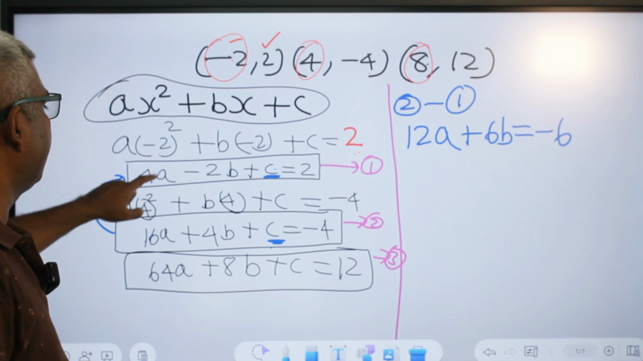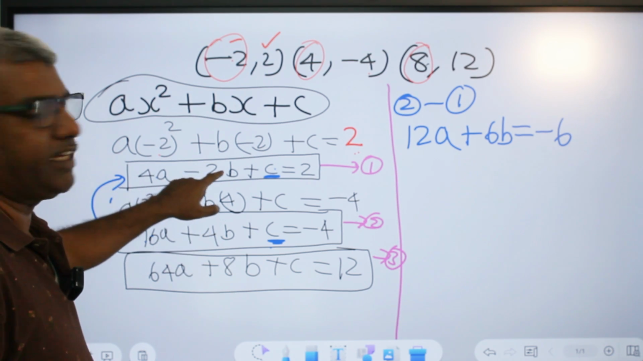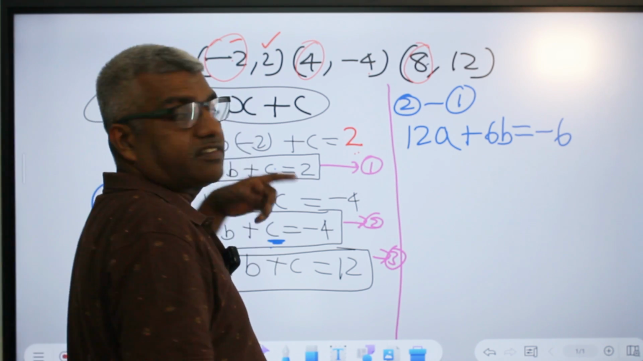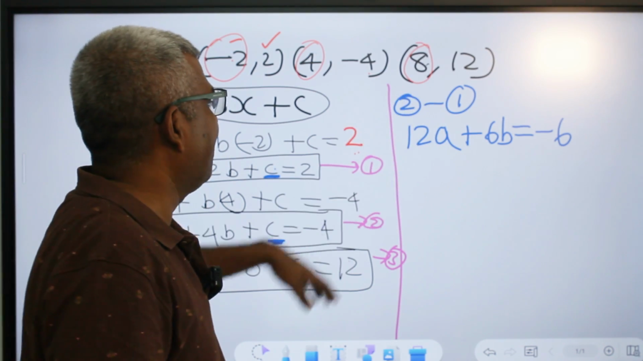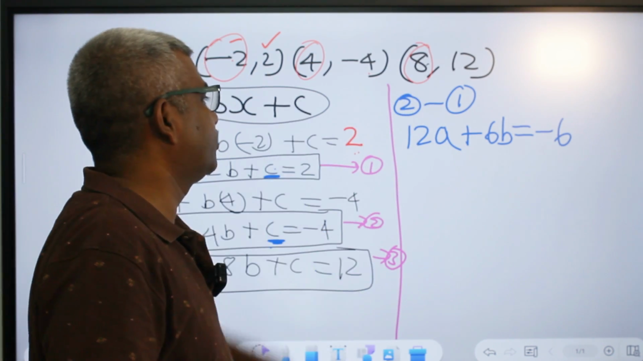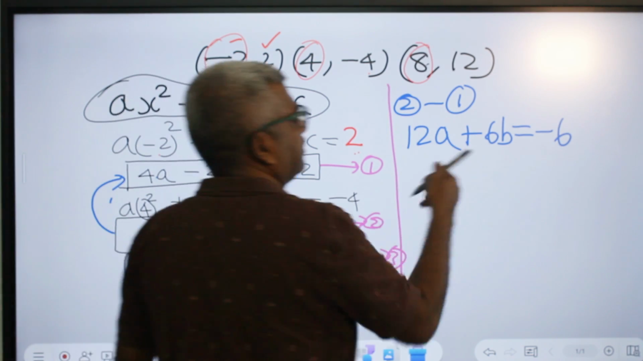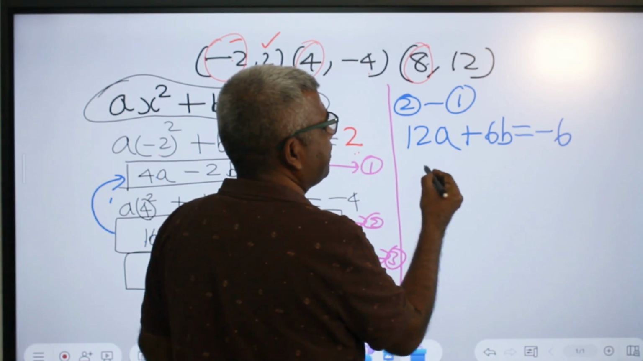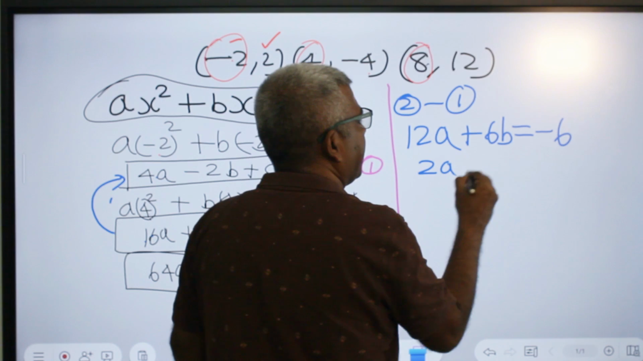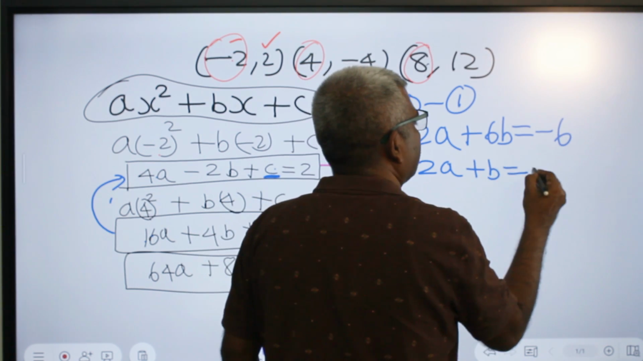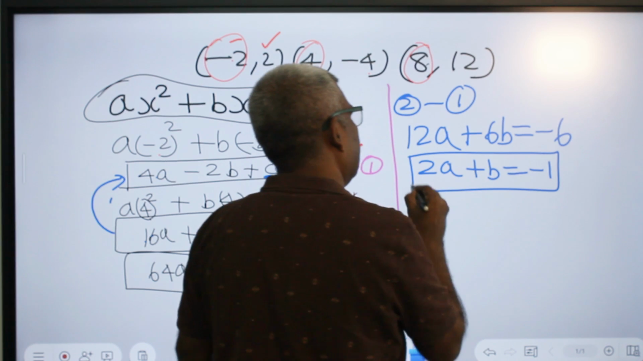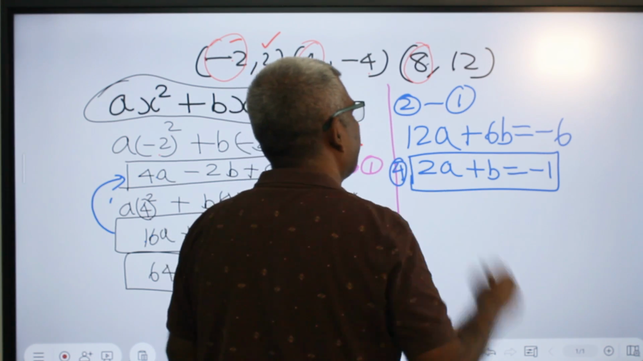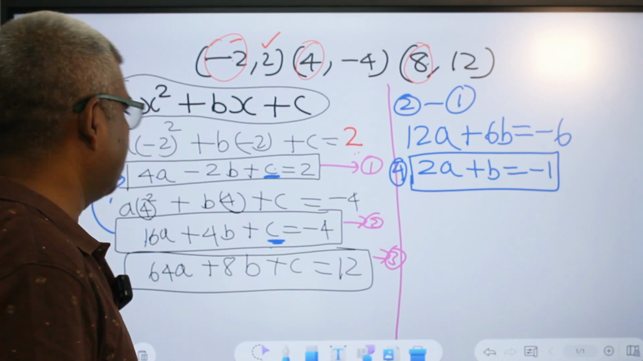16a minus 4a is 12a. 4b minus minus 2b is 6b. c minus c, 0. One variable we eliminated. Okay. Now minus 4 minus 2 is minus 6. You can simplify this equation because all are divisible by 6. 2a plus b is equal to minus 1. This is equation 4. Got it?